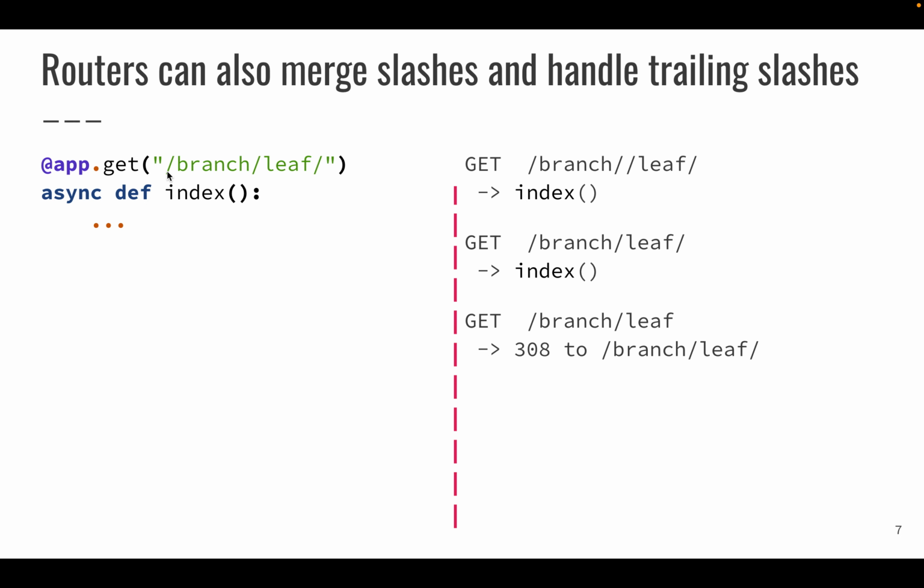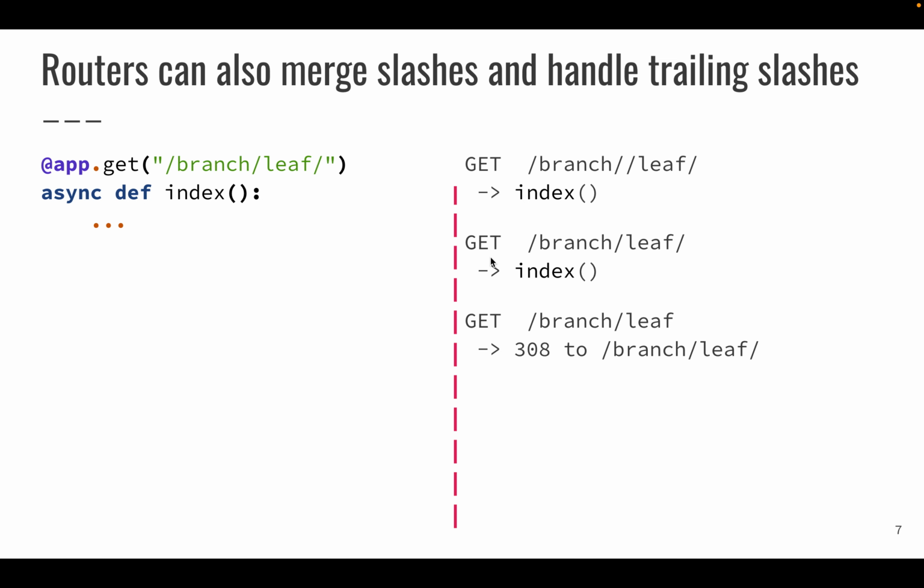So if we define a route, well, I'm going to be more specific here and call this a rule. So this bit here is called the rule. If you define a rule that's /branch/leaf with a trailing slash, and a request comes in that's get //branch/leaf/, then if merge slashes is active, this will call index, because it will merge these slashes together into one. If it isn't active, it will return a 404. So that is an optional feature you can use, and is, I believe, on by default.